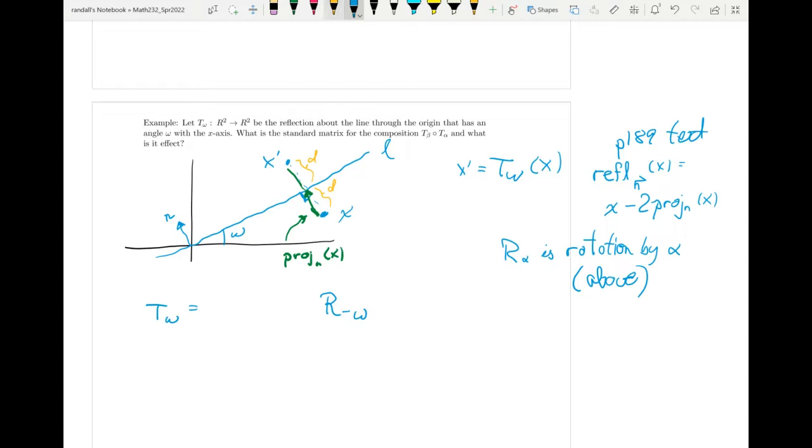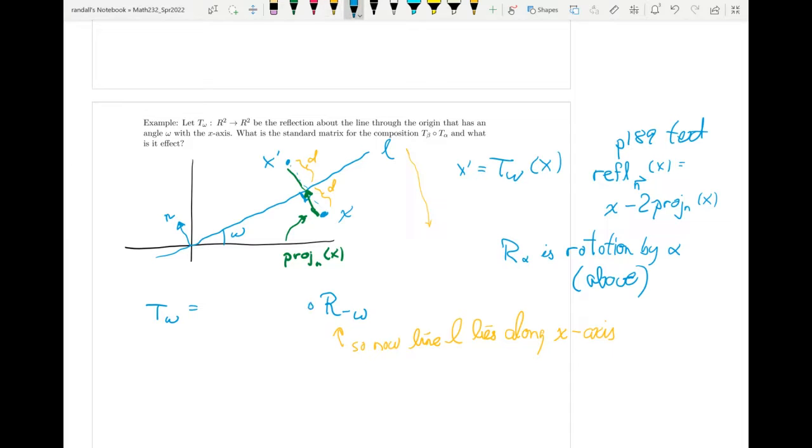So what that means is I want to determine, given an x, what is x prime? All right. So first I rotate everything down by minus omega. So now line L lies along the x-axis. Right. So if I rotate by minus omega, everything goes clockwise by omega. And in particular, that line ends up lying along the x-axis. Good. Now I do the reflection.